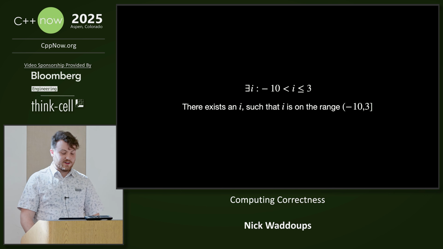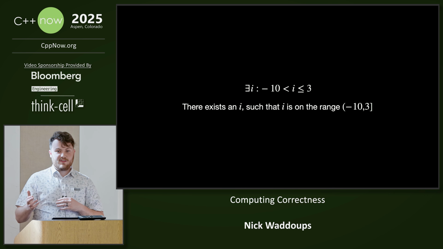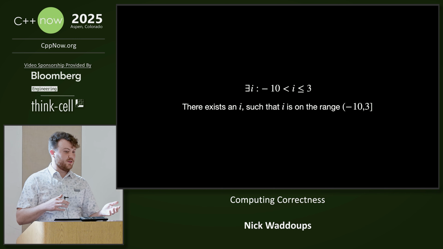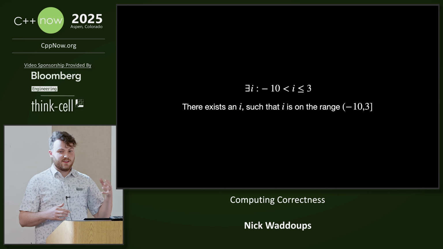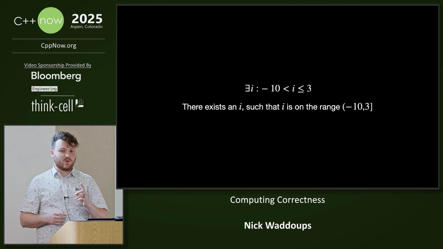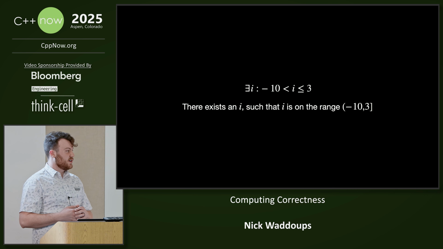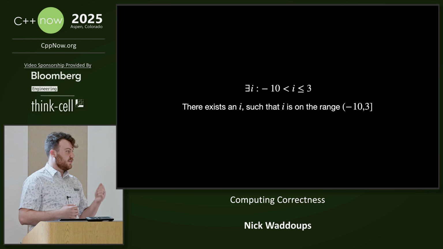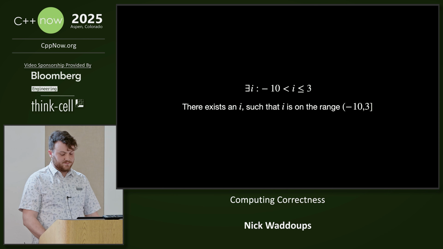So for example, if we gave i the type of integer, and we wanted to check here, does there exist an i such that i is between -10 and 3, then this statement would return true because there does exist at least one i that meets those criteria. And that's one important part of the exists quantifier: it only says that there has to be at least one. There's no guarantee that there's more than one.